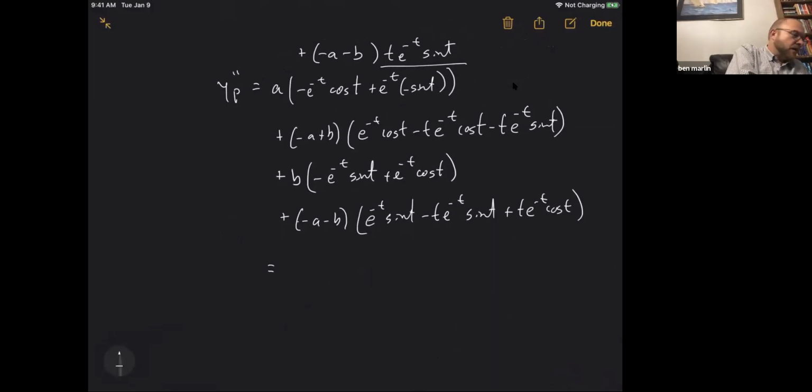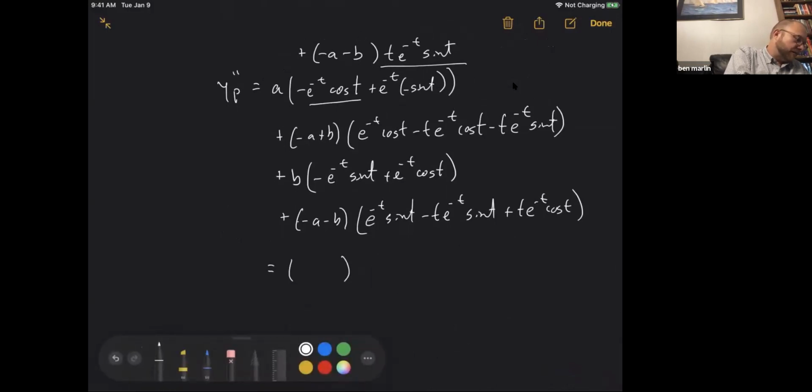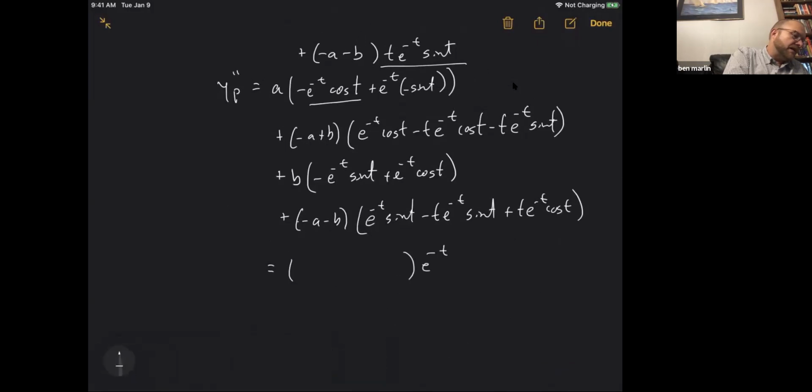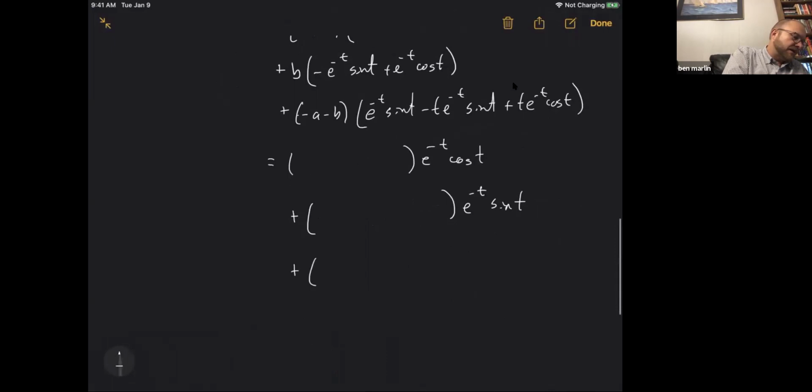So what we're going to do is to collect together all of our stuff with just plain e to the minus t cosine t on it. And then plus, we're going to collect together all of our stuff that has e to the minus t sine t on it. Plus, then we're going to collect together everything that has a t e to the minus t cosine t. And finally, all the stuff that has a t e to the minus t sine t.